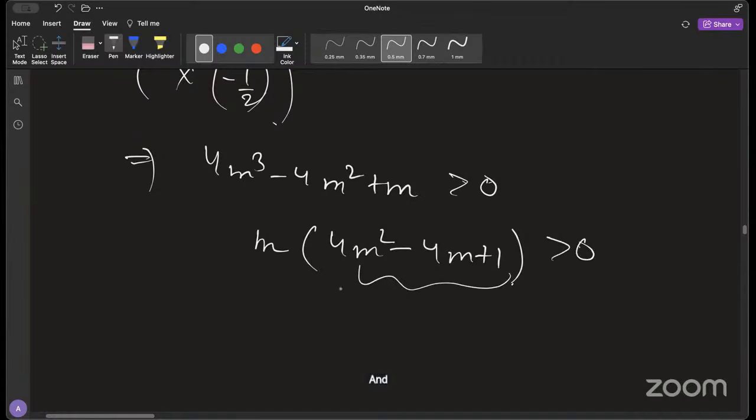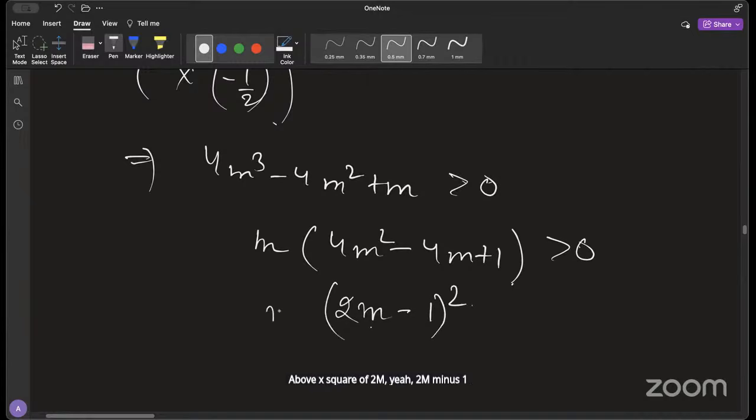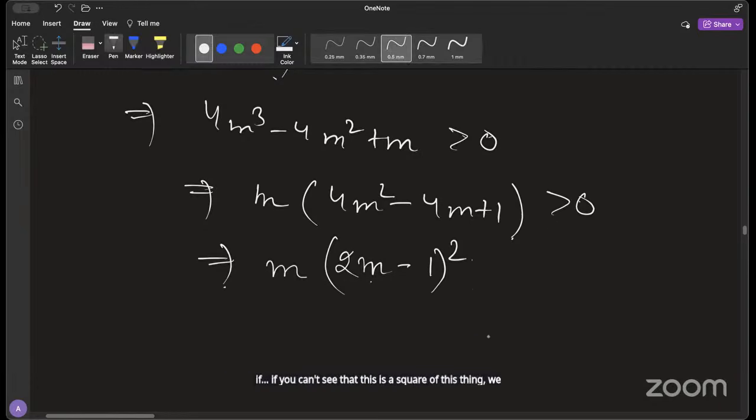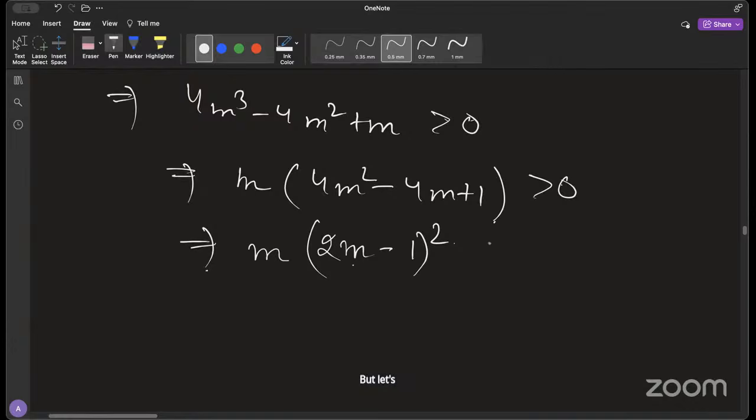And this is, I think, a perfect square, right? This is 2m minus 1 square, and this is m. If you can't see that this is the square of this thing, we can do it in an alternative way, but let's first do it this way. So if you have this thing greater than 0, and this is a square, right?